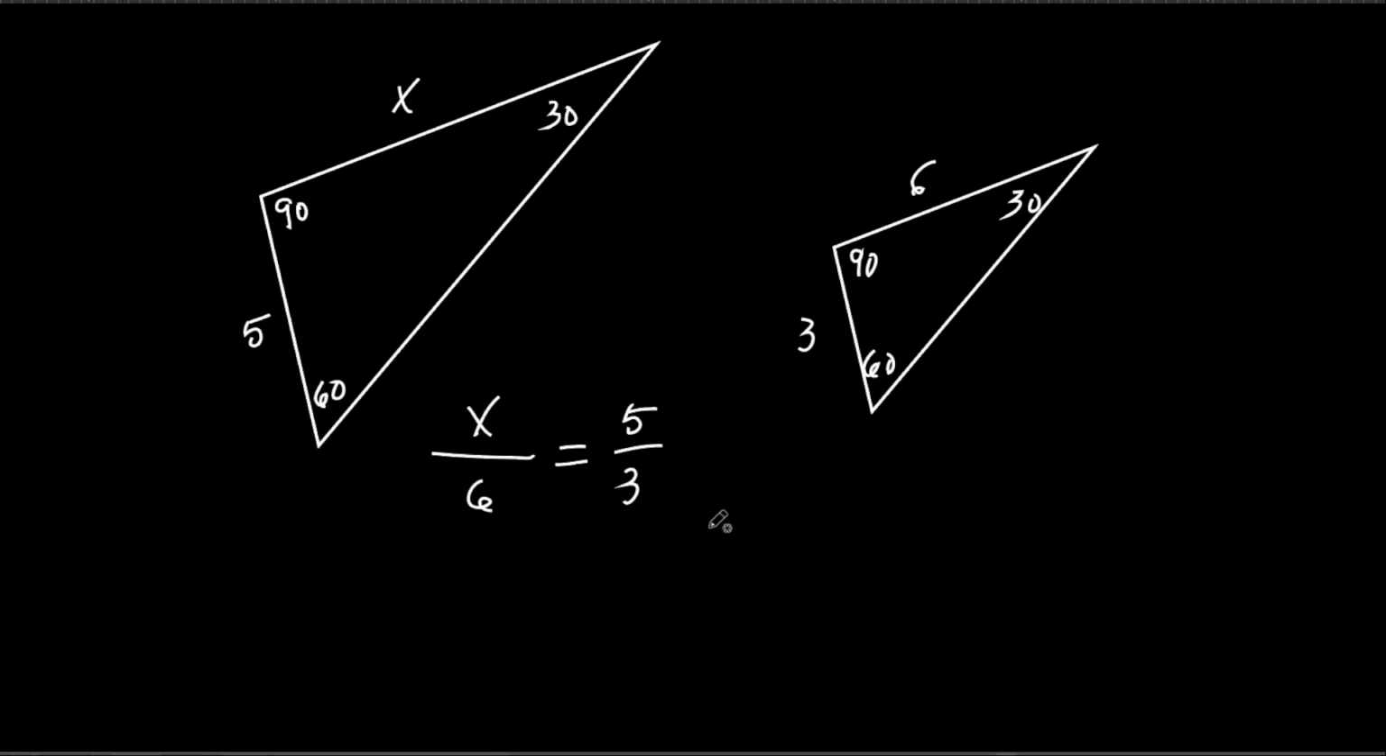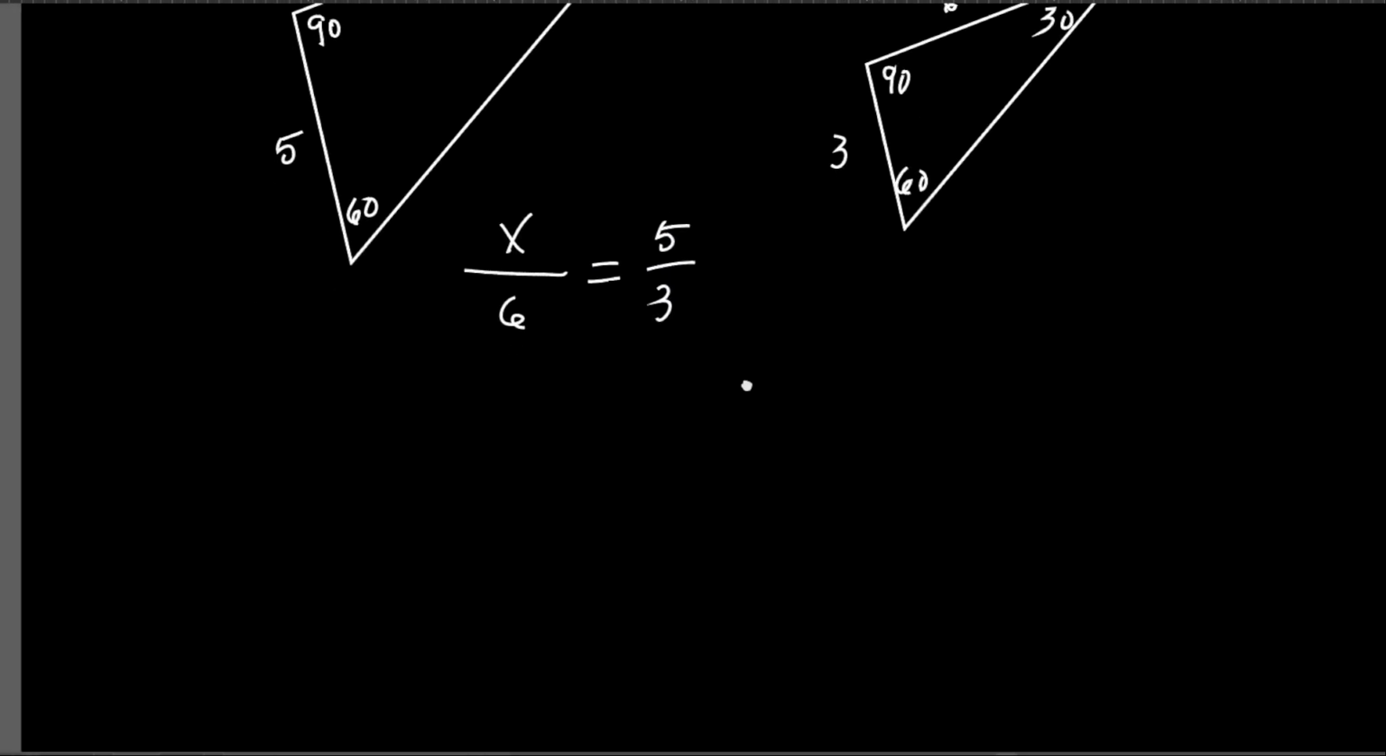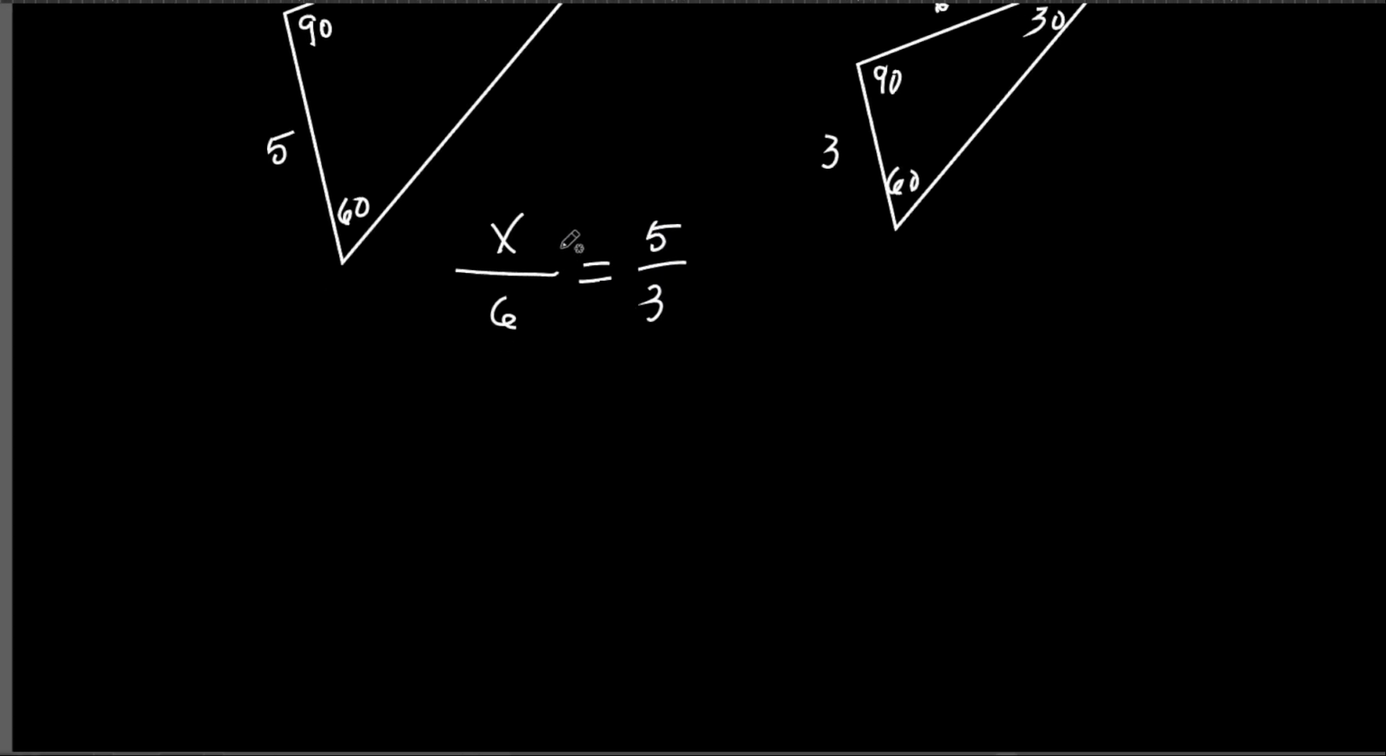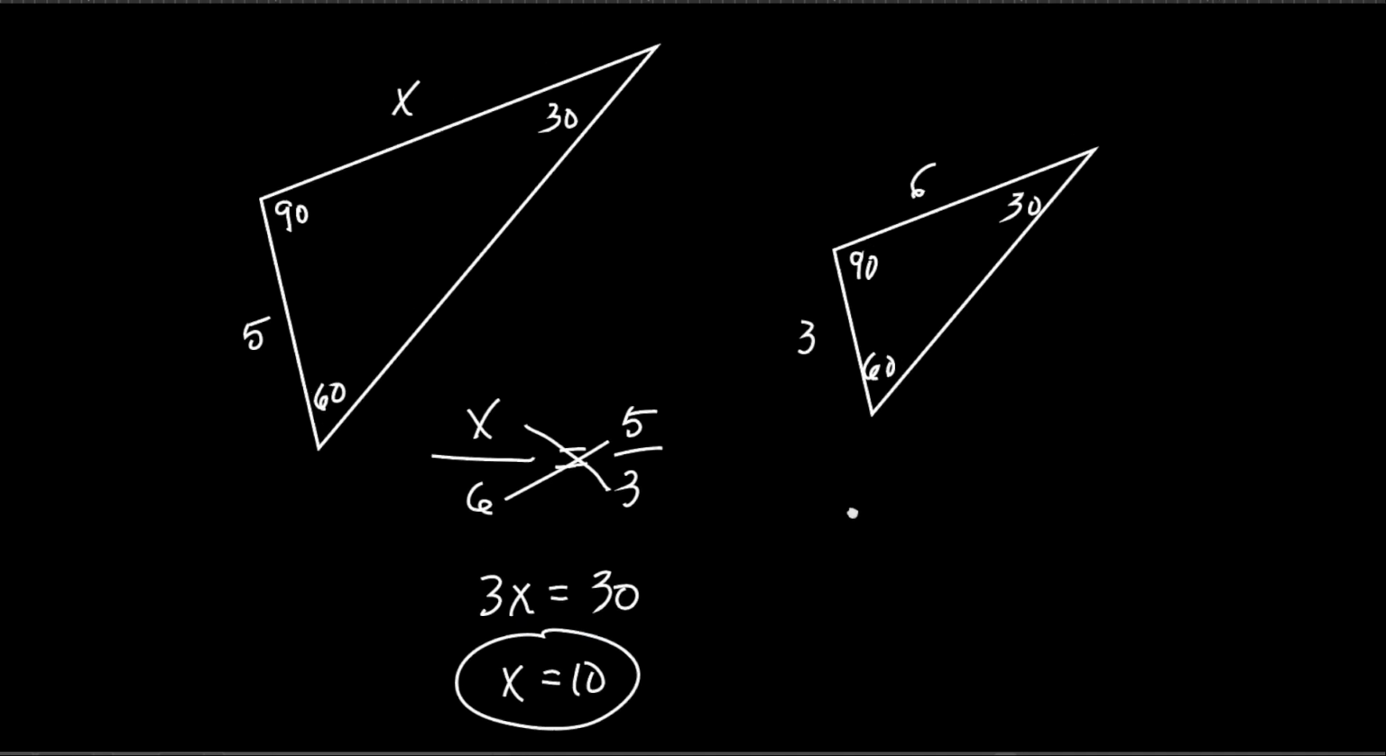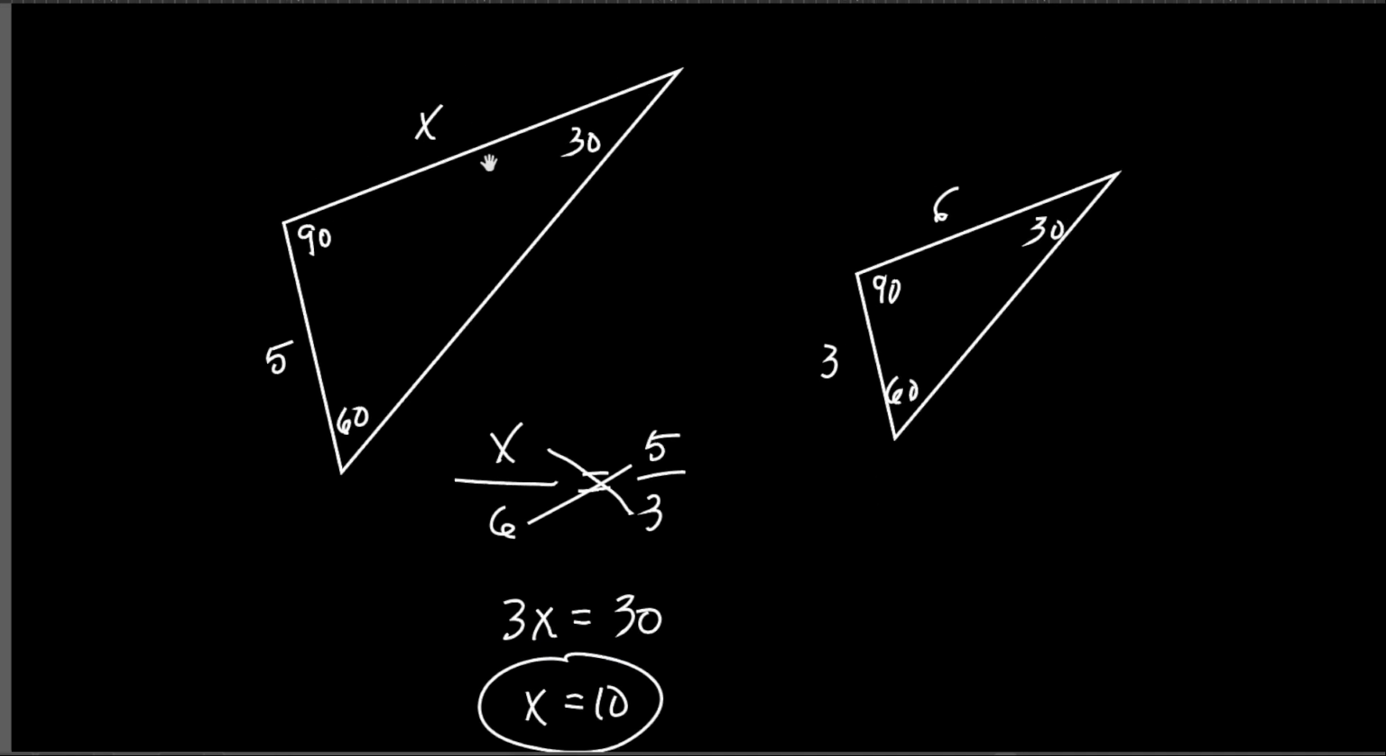So now, how do I solve for x? How do I find out what x is equal to when I set up this little algebra problem? Do you remember this? Cross multiply. So I get 3x equals 30, and then x is 10. And that's the kind of stuff that you're going to do. You have to realize they're similar triangles first, then you can set up a proportion and solve for a missing side. That's the kind of stuff they're going to ask you to do.